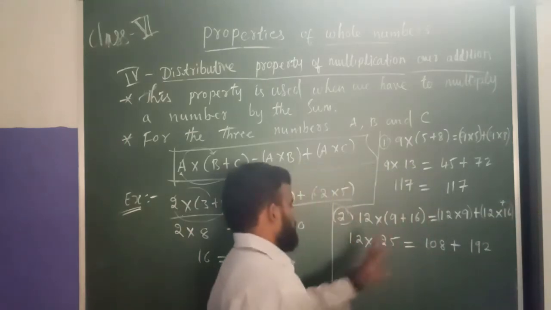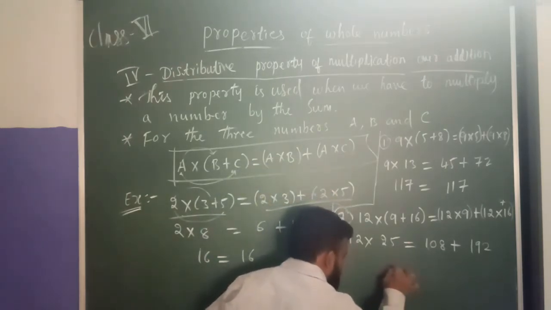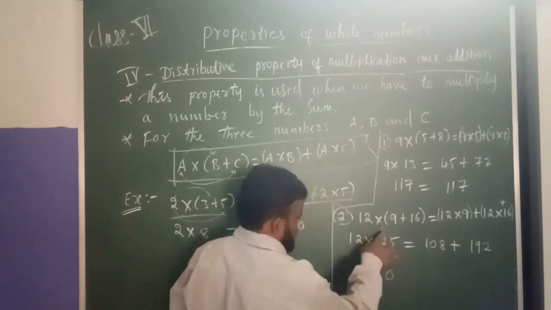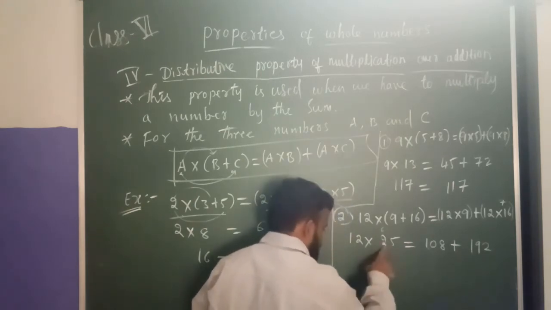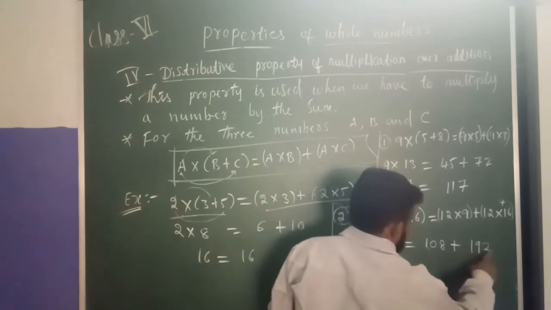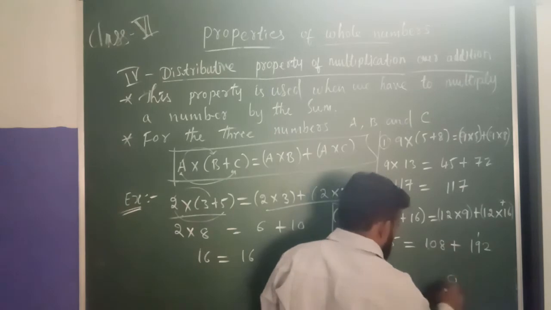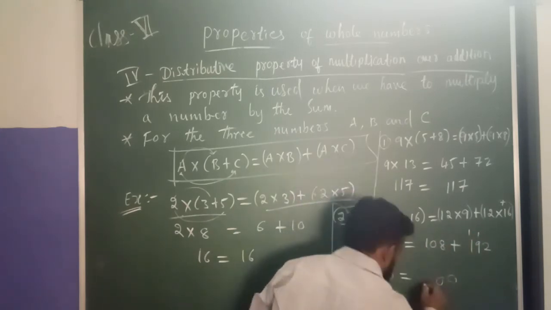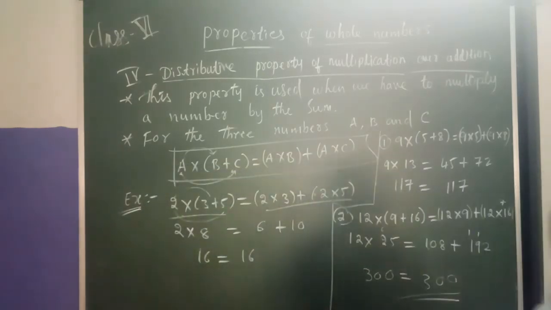After that, these into these multiply. 12 5s are 60, 0 and carry 6. 12 2s are 24, 24 plus 6 is 30. Now 8 plus 2 is 10, 0, carry 1. 9 plus 1 is 10, 10 plus 0 is 10, 0 and carry 1. 1 plus 1 plus 1. This is 300. Both we are getting, LHS and RHS. Now you can do it easily.